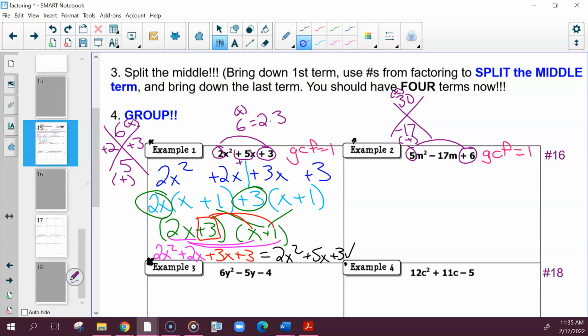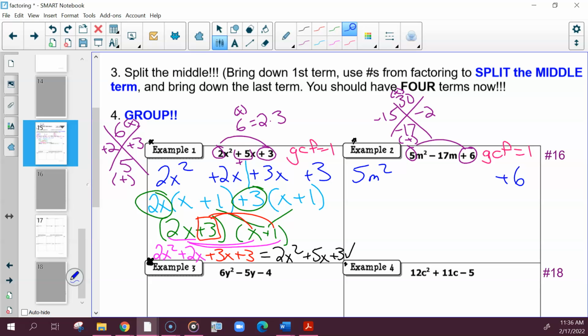It is 15 and 2, but because 30 is positive and 17 is negative, the only way we would get 17 with 15 and 2 is if they were both negative. So if you make negative 15 and negative 2, then we can use those. Once you have those factors, you can rewrite your polynomial. First and last term stay the same. So 5m squared plus 6.